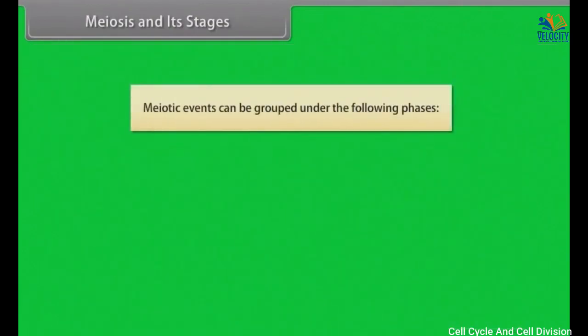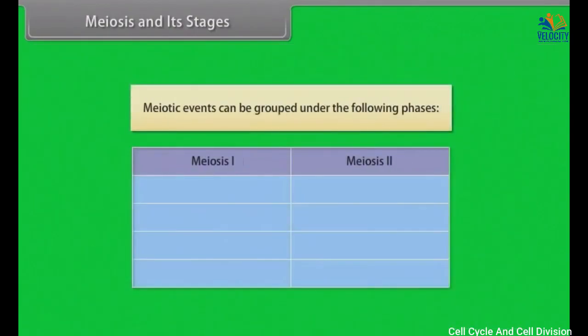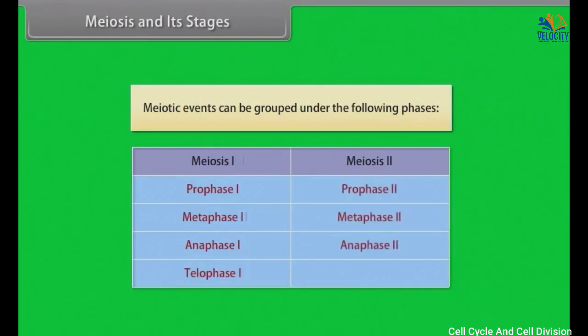Meiotic events can be grouped under the following phases: Prophase I, Metaphase I, Anaphase I, and Telophase I come under Meiosis I, while Prophase II, Metaphase II, Anaphase II, and Telophase II come under Meiosis II. Now let us know each phase in detail.